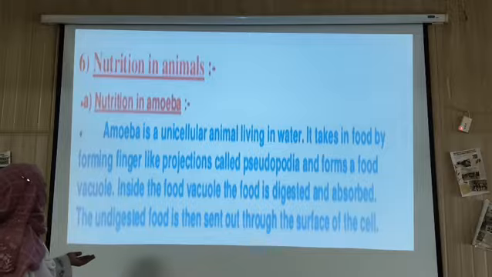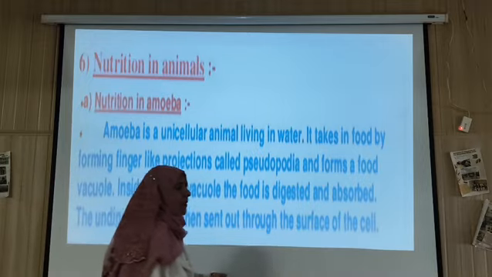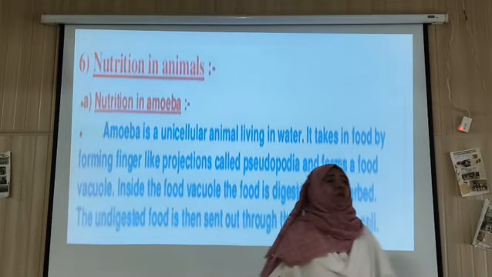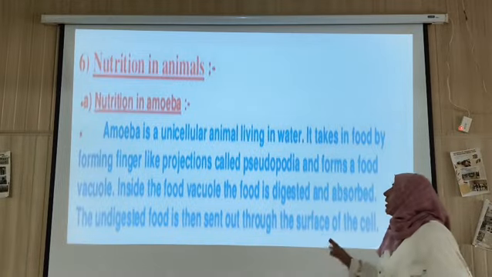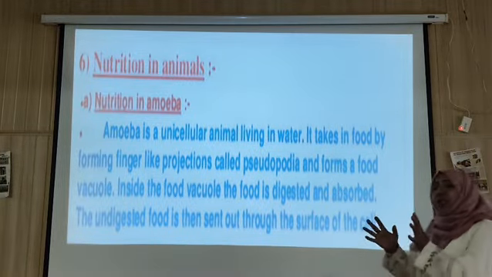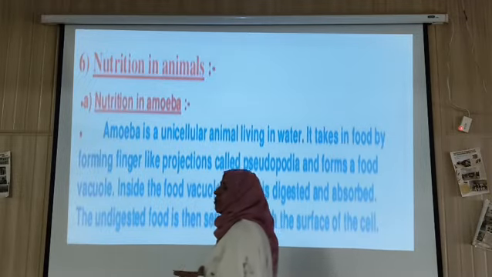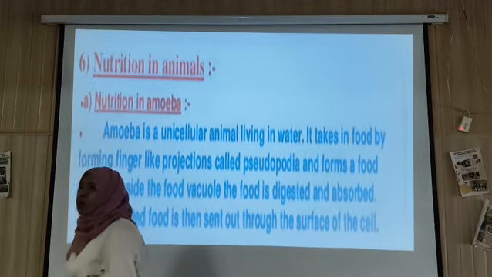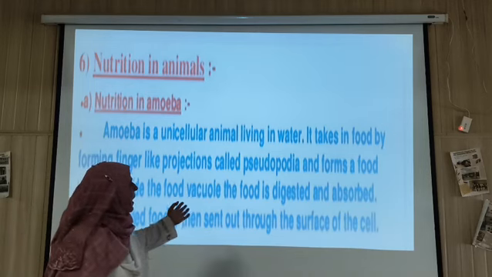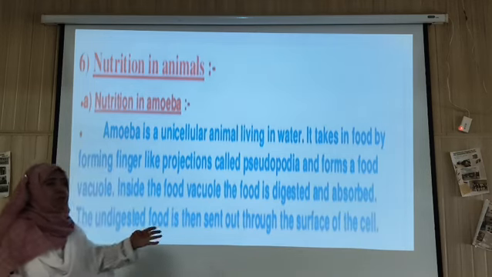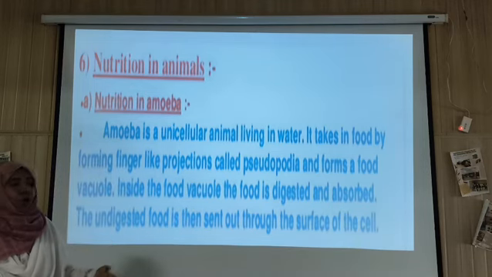Now we will proceed to nutrition in amoeba. Amoeba is one of the most important unicellular organisms. Although it is very small, it uses the heterotrophic mode of nutrition called holozoic nutrition. This amoeba is omnivorous. It has a nucleus, plasma membrane and food vacuole. It has no mouth and no anus.